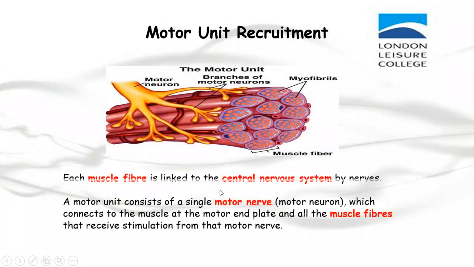Each muscle fiber is linked to the central nervous system by a network of nerves. A motor unit consists of a single motor nerve or motor neuron, which connects to the muscle at the motor end plate. So this is basically the end of here. These are the motor end plates, and all the muscle fibers that receive a stimulation from that motor nerve. So basically, as many branches as this motor neuron has, if it sticks onto more muscle fibers, then it can create a much stronger muscle contraction.